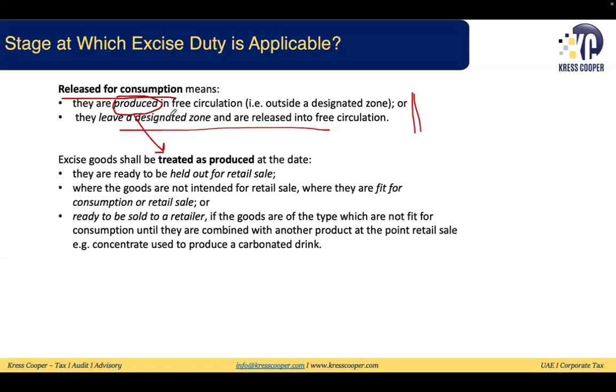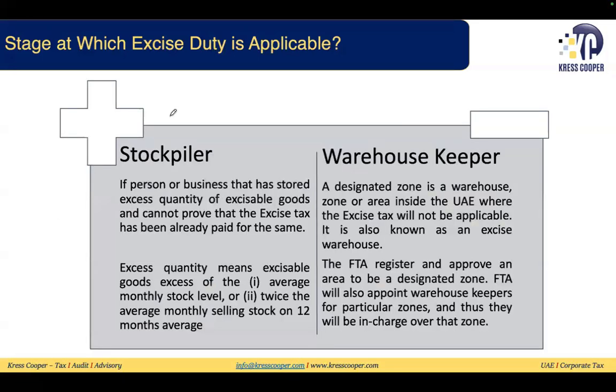So four stages: importer, import stage, manufacturer, manufacturing, stockpiler, any three of the first. Then warehouse keeper, whenever the goods are being released from the warehouse. These are the four stages where this excise duty will be applicable. Now, who is a stockpiler? If any person or business has stored goods in excess quantity of excisable goods and cannot prove that excise duty has already been paid on those goods, then the person will be considered a stockpiler. The stockpiler definition has been given in the guide.